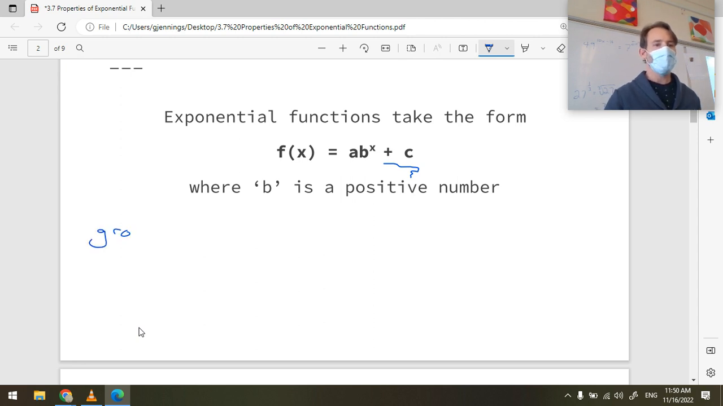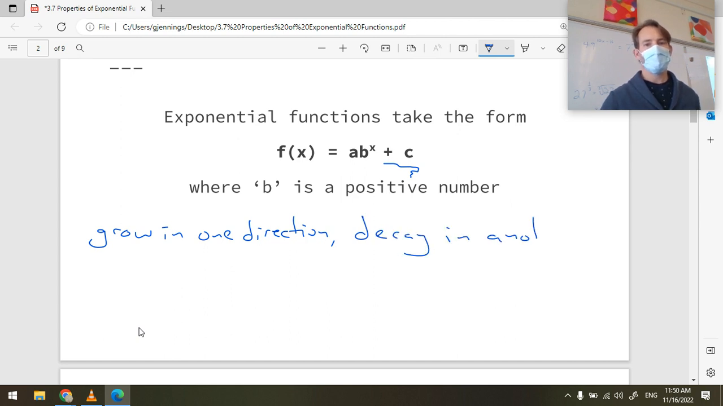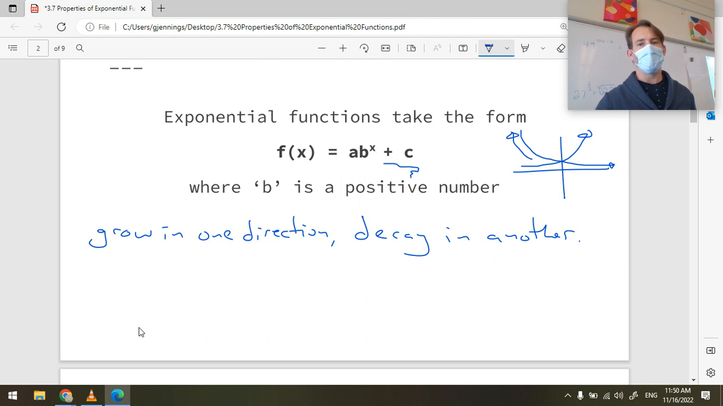Exponentials grow in one direction and decay in another. So they either look like this, they either look like that, where they grow in one direction, or they decay like that. And you would say they would be growing in that direction if we went that way. Okay? So they either do one of those two things, and that has to do with one of these numbers, a, b, or c.